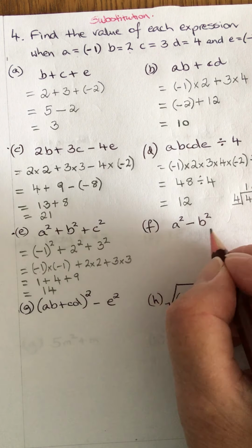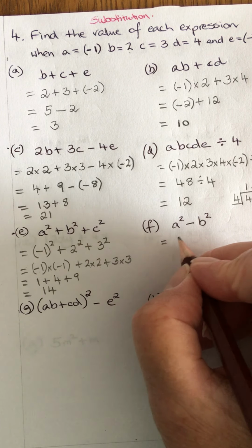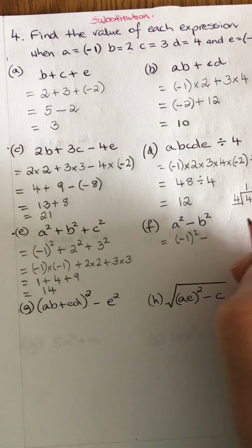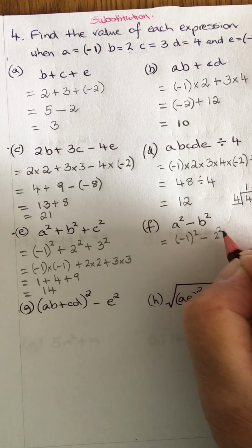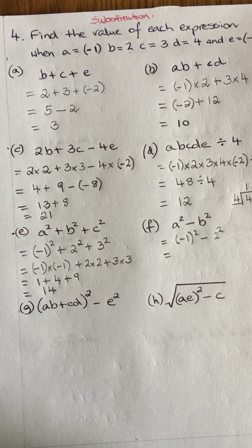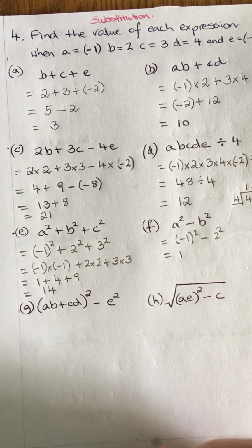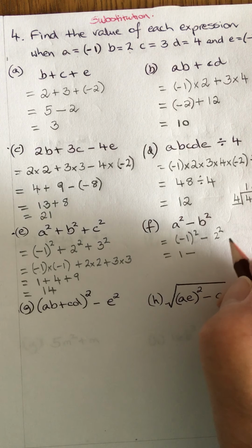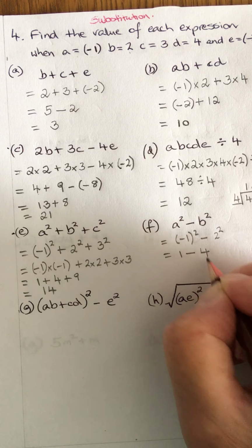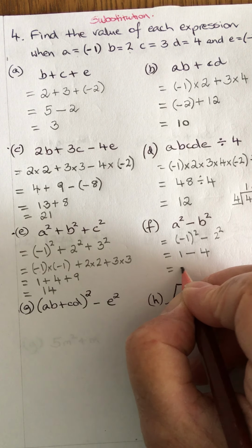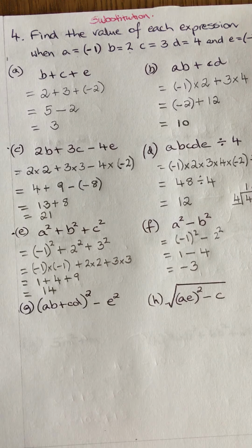Right, a squared minus b squared. So a is negative 1. Take away b squared, b is 2. Right, so negative 1 times negative 1. Negative times a negative is positive. 1 times 1 is 1, so that's just 1. Take away 2 squared. 2 times 2 is 4. Okay. 1 take away 4 is negative 3. That's the final answer.